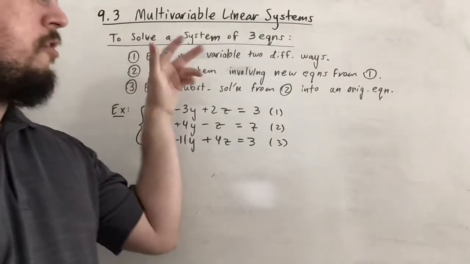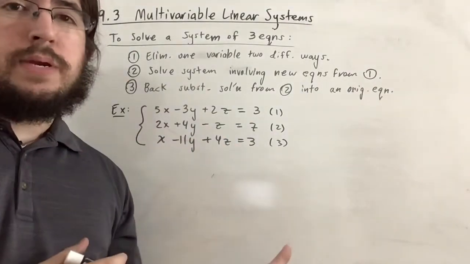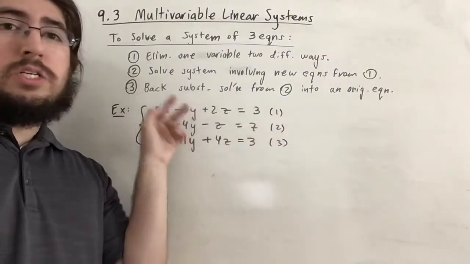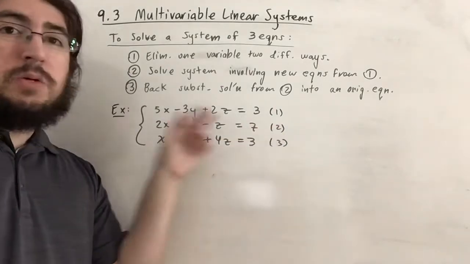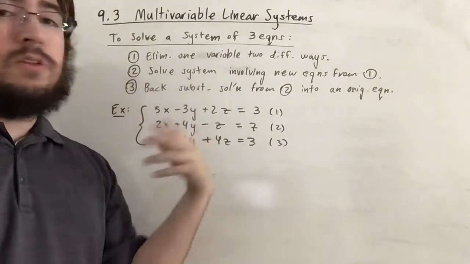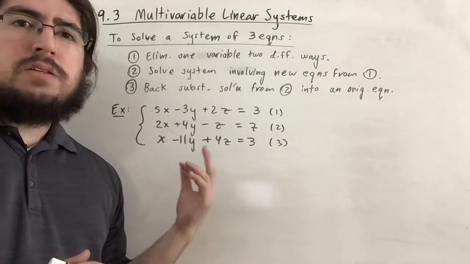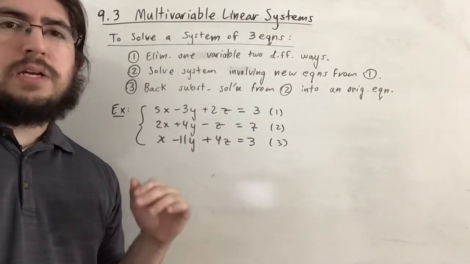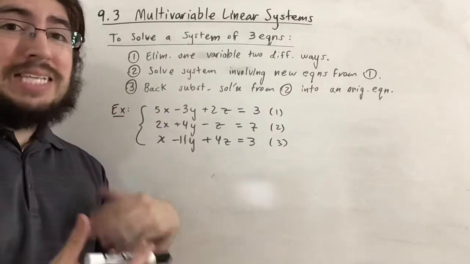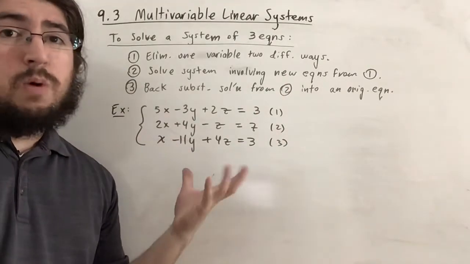So here I say eliminate one variable 2 different ways. If you do that, you'll basically get a resulting equation for each elimination. Let's say here we wanted to eliminate y, for instance. We're going to do it 2 different ways. We can do it with 1 and 2, and we'll get an equation. Then we can do it with 2 and 3, and we'll get another equation. Step 2 says to solve the system involving those new equations that result from step 1. If y is eliminated, each of those new equations will only involve x and z, so we can solve the system for x and z. Then, step 3, back substitute the solution from step 2 into one of the original equations to now find y, for instance.